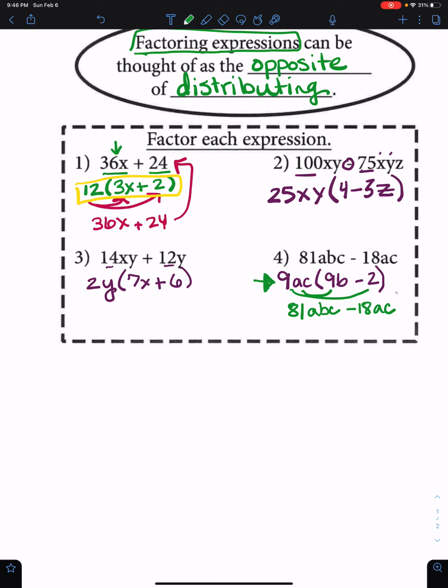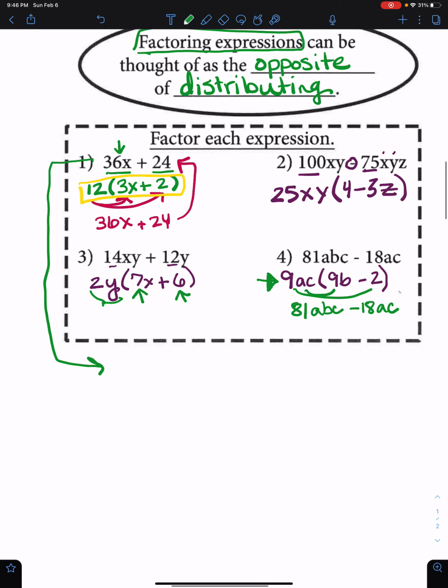One thing I did want to say is if you ever find inside parentheses that the terms still have a common factor, then you know you didn't pull out the greatest common factor. Just as a side note, I want to show you an example of what that would look like. For number 1, let's say you looked at that and you thought, oh, I know what goes into that evenly, 6. And you didn't realize it was 12. You thought 6 is the biggest number that goes into 36 and 24.